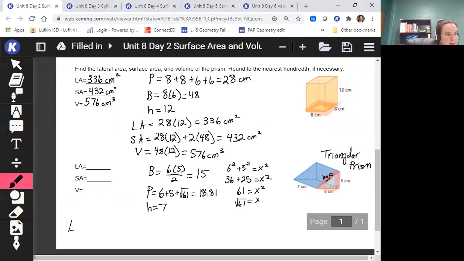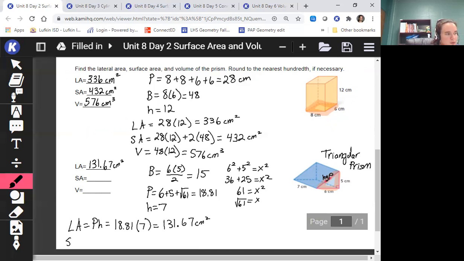Now we need to find our lateral area. Lateral area, remember, was perimeter times height. So we take our perimeter of 18.81 times our height of 7. And that gets us 131.67 centimeters squared.